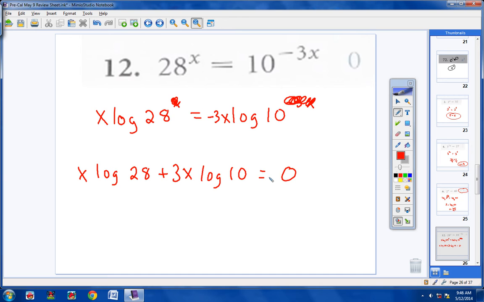Now guys, why would I do that? So I can factor out my x's. Factor out your x. And if you factor out an x, look what you're left over with: logarithm of 28 plus 3 logarithm of 10. Do you see that? Factor out your x. Pull it out. There's an x in this term and an x in this term.